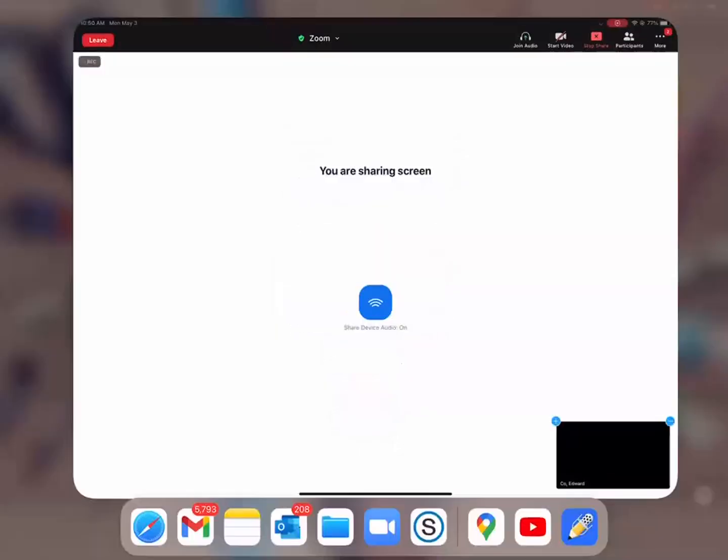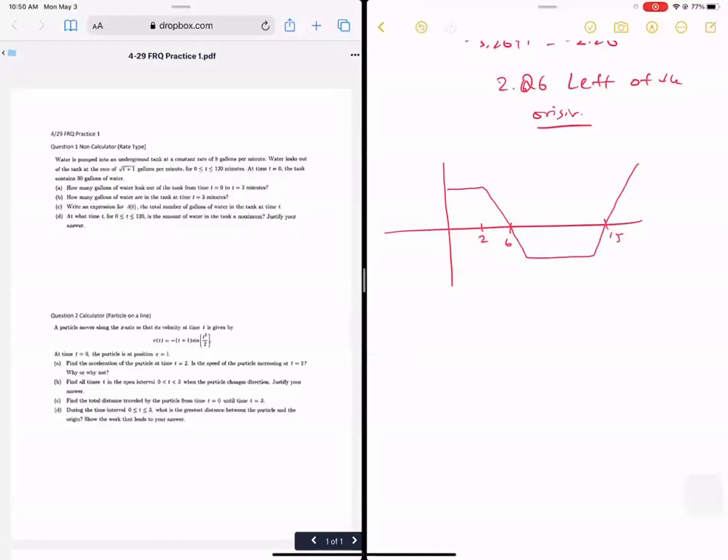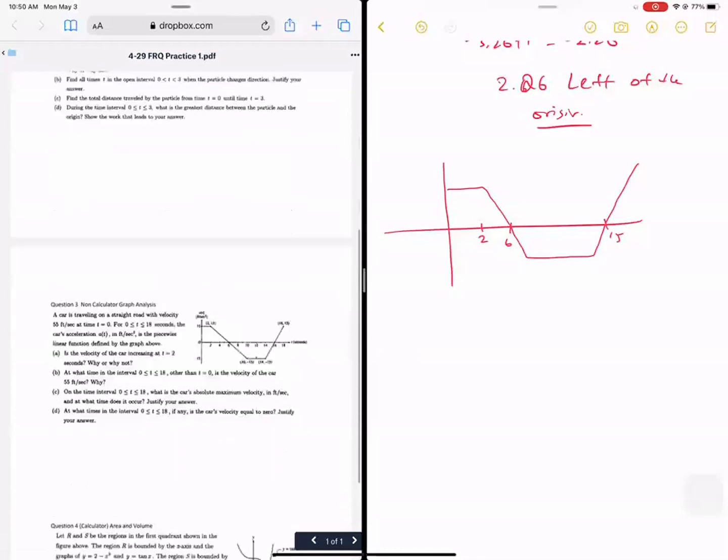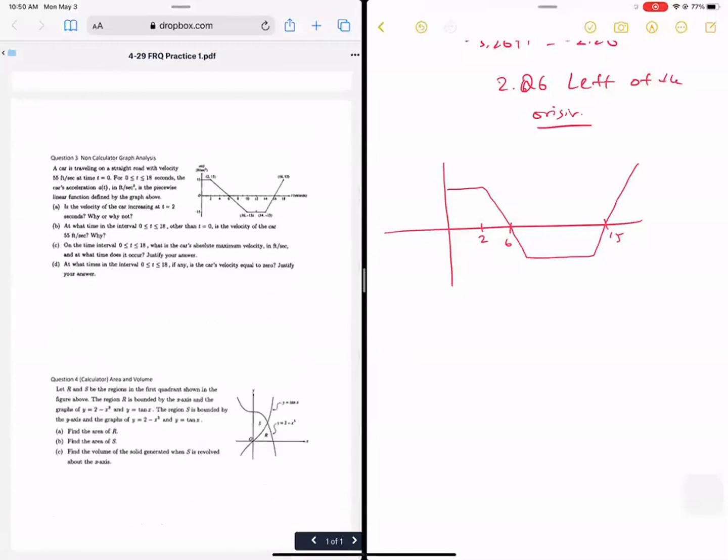Okay, that's better. I'm just copying from the worksheet on the left here, just copying the graph and some points so you can see and so I can write on it. This is 18, this is 14. These are some points on the graph. This is 10, right here. It's not to scale.